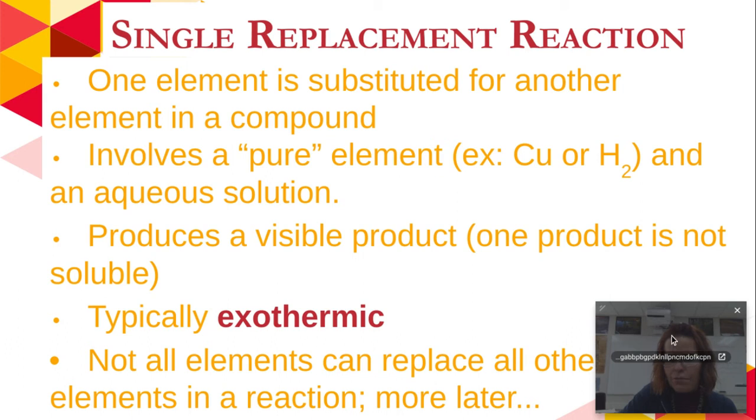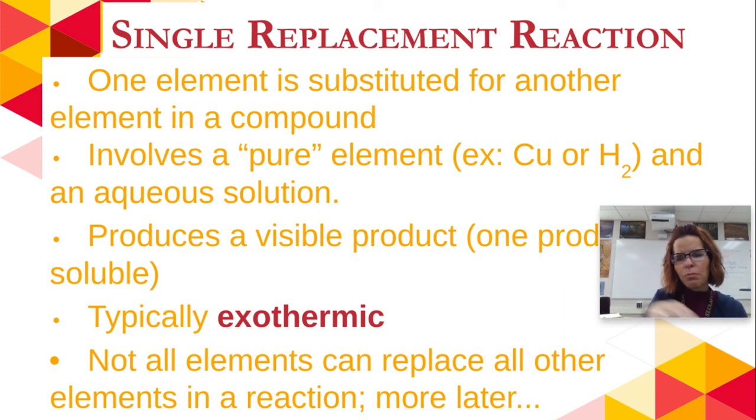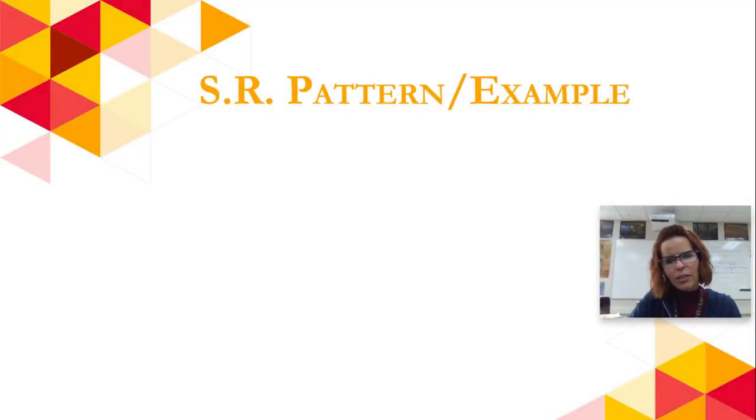Here's just an FYI for something coming up. This is something we're going to be doing very soon. This last thing says not all elements can replace all other elements in a reaction. So we're going to learn that some elements are more active than other elements, and some will replace elements and some will not. So sometimes the reaction will go forward and sometimes it will not. And you'll be able to predict that and know whether a reaction will occur or not based on something we're going to learn coming up.